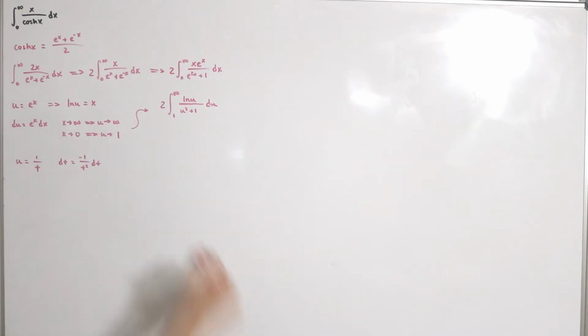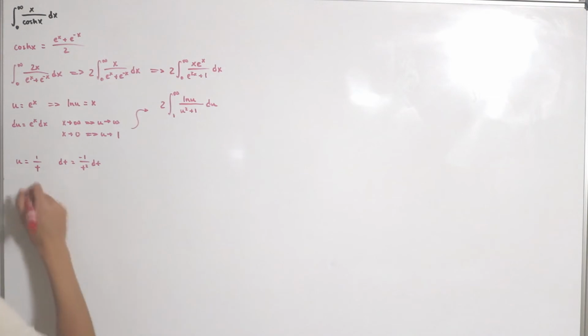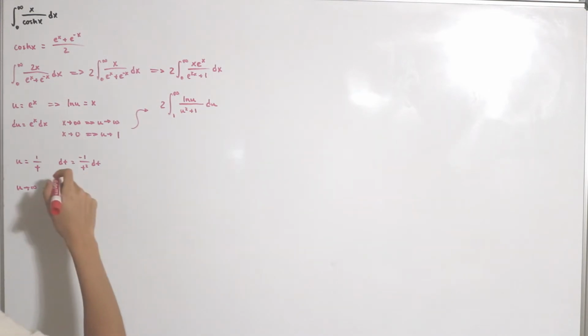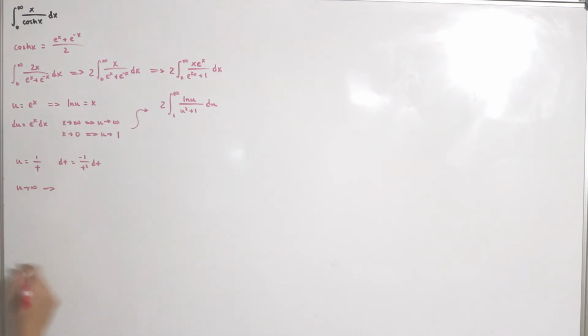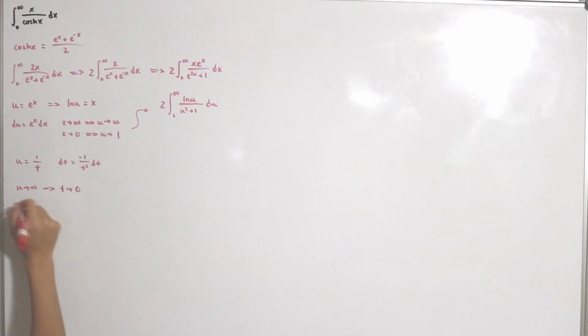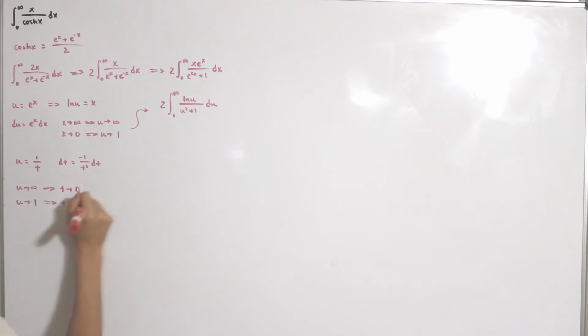Again, we need to change our bounds of integration, so now everything will be in terms of t. When u approaches infinity, I wouldn't say t is equal to 0, otherwise that'd be undefined, but rather t approaches 0. And when u approaches 1, then t approaches 1.